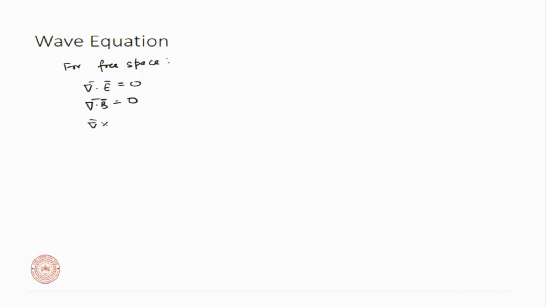Then del cross E is equal to minus del B by del t, and del cross B is equal to mu naught times J, which is 0, plus the displacement current J_D, that is epsilon naught del E by del t. So, there is no current and no charge in vacuum, therefore rho is 0 and J is 0. However, this displacement current does exist, epsilon naught del E by del t. Let us put in the vector sign.